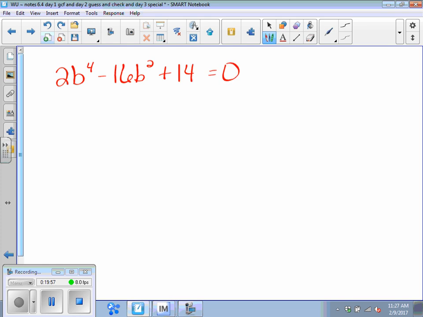Okay, so if I didn't put the equals 0, it would just be a factor problem. But since I put the equals 0, it's a solve problem. Okay, factor then solve.